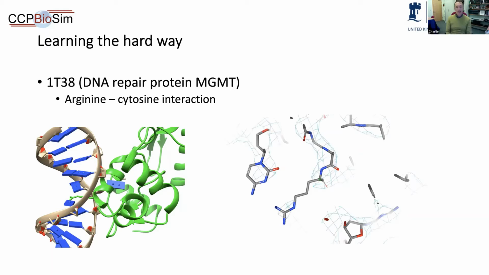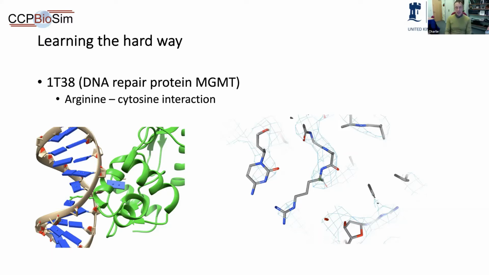And when we looked at the electron density, well, you can probably see, I hope, that actually in the region of the arginine, the electron density is half missing. So really, when the crystallographers built their model of this arginine side chain into the electron density, there were some big guesses going on as to where that side chain really was.